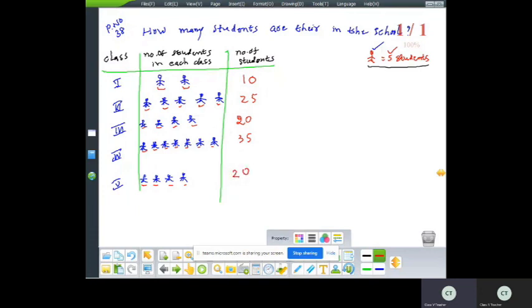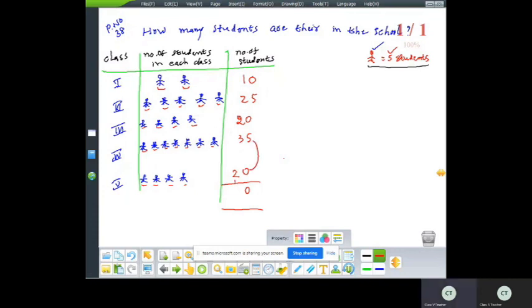Now your question, how many students are there in the school? Means total. 10 plus 25, 35, 35 plus 20, 55, 55 plus 35, 90, 90 plus 20, 110.